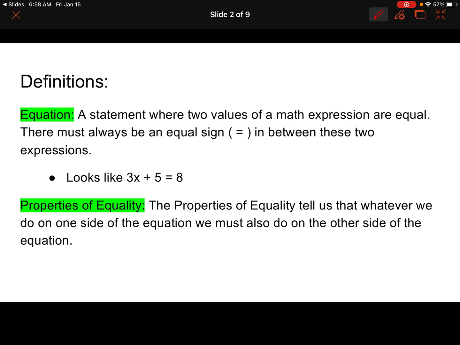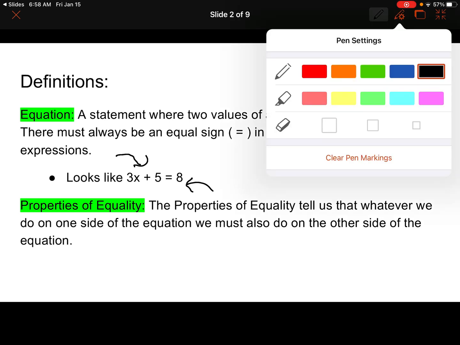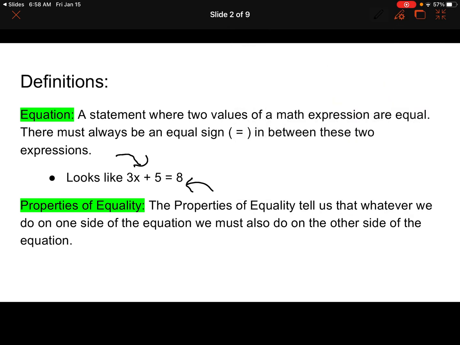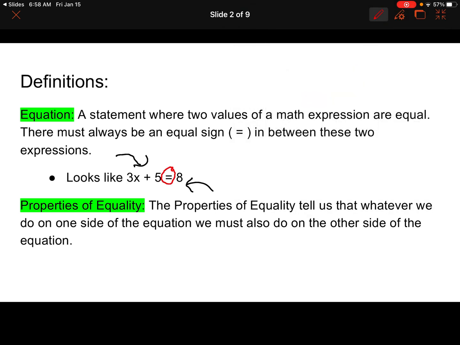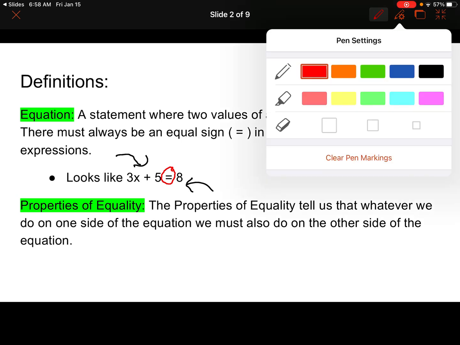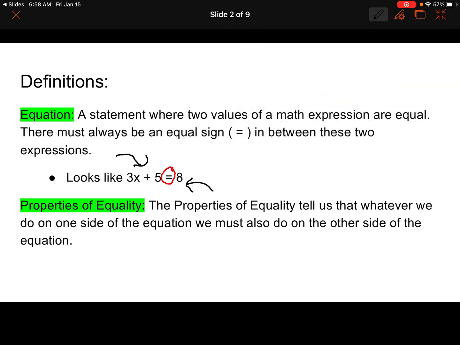So if we look here at our example, we could see 3x plus 5 equals 8. The key important thing in here is we have two expressions, 3x plus 5, and then 8 is also an expression, and then we have this equal sign in between them. So what this is telling us is that for some value x, or some value we don't know yet, it could be anything, 3 times that value plus 5 will equal 8. Now we're going to learn about solving this in the future, but for now we just need to learn how to write it.